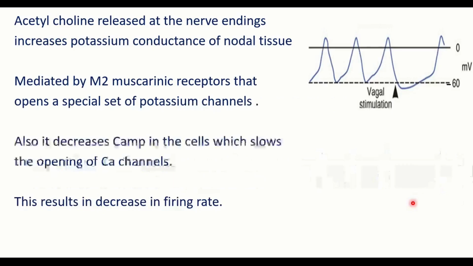What is the reason? Acetylcholine is a neurotransmitter. When acetylcholine is released at the nerve endings, there will be increased potassium conductance of the SA nodal tissue. This is mediated by M2 muscarinic receptors that open a special set of potassium channels, leading to potassium efflux. At the same time, it also decreases the cyclic AMP in the cells, which slows the opening of the L-type calcium channel. So both these mechanisms result in a decreased firing rate. So you can see when there is vagal stimulation, there is opening of a special set of potassium channels, leading to potassium efflux, and delayed opening of the L-type calcium channel. So the slope is decreased.